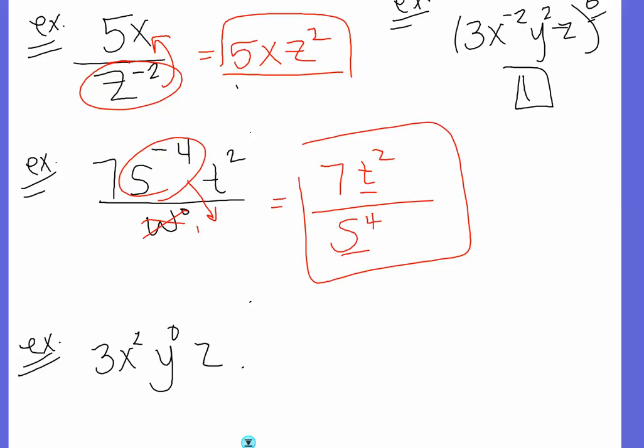Z to the negative 3 all over w to the negative. So same thing, pause this video, and I want you to try this one on your own.